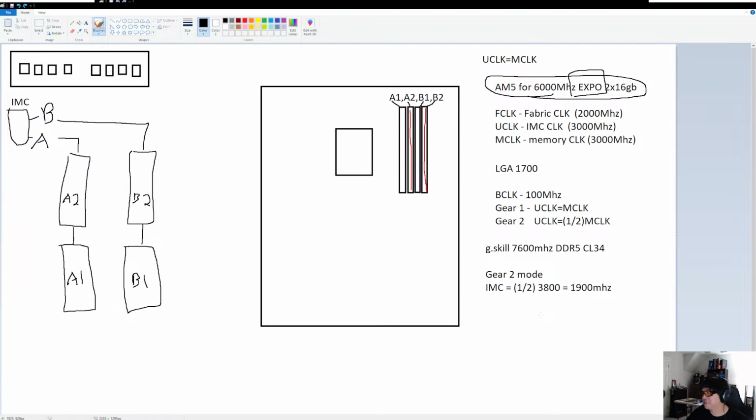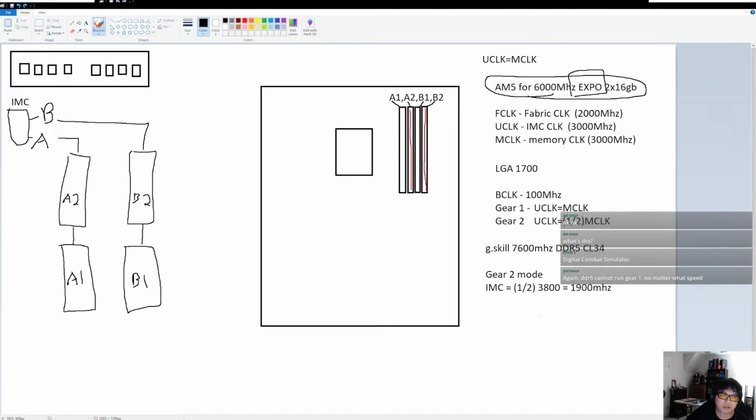I haven't tried to do Gear 1. I know last year with 12th gen, I could not get my DDR4 memory to run in Gear 1 mode either. But I thought that's because I was running 4 DIMMs. Wow, I need to look into that. I think you're right though.